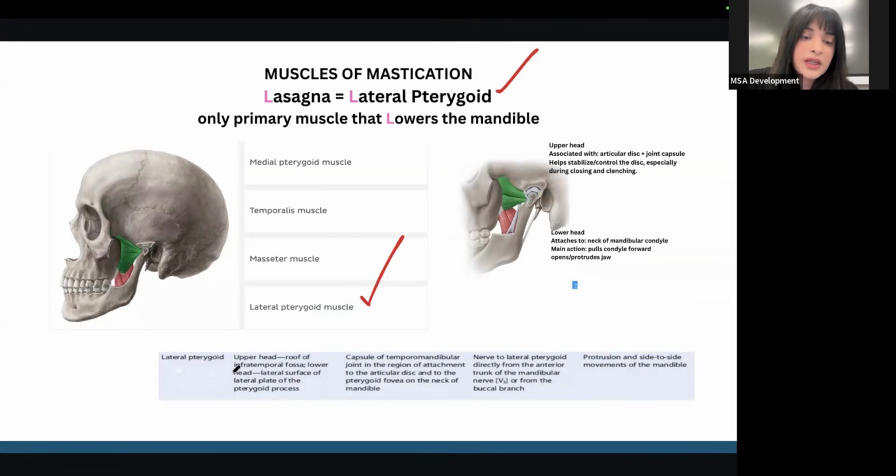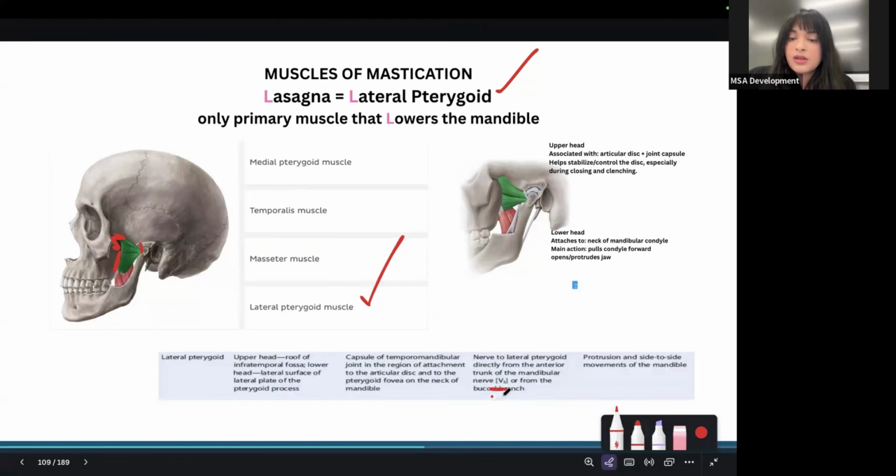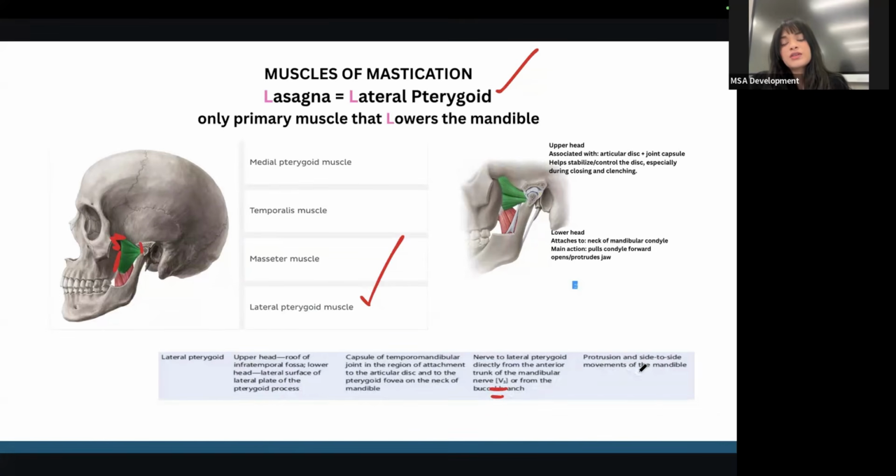This lateral pterygoid. So the upper head originates from the roof of the infratemporal fossa, so over here, and the lower head originates from the lateral surface of the lateral plate of the pterygoid process, so over here. And they're both going to insert in the capsule of the temporomandibular joints. And the nerve here is V3 from the buccal branch. So the job of the lateral pterygoid is to protrude and side-to-side movements of the mandible.